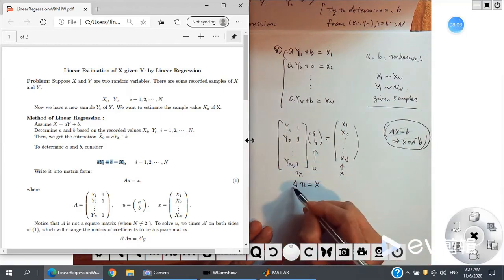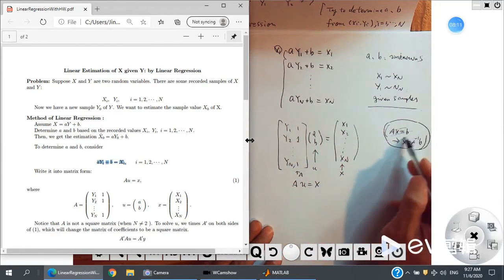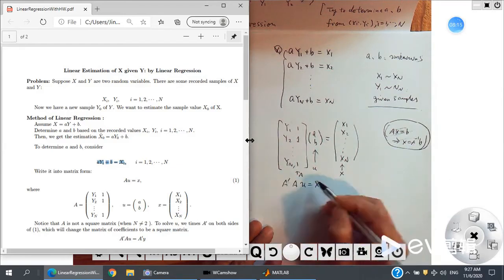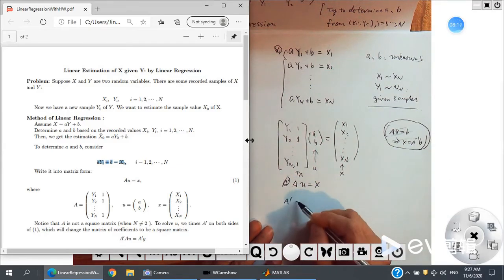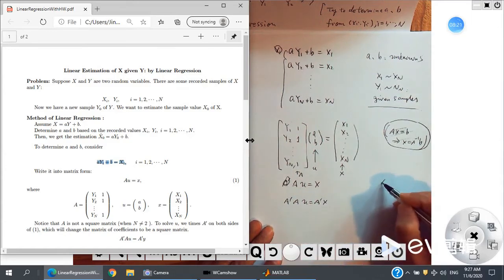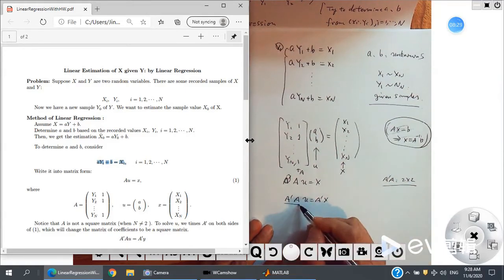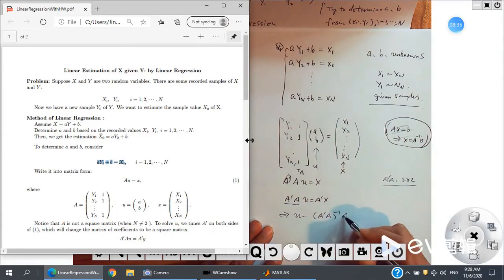Okay, how to use this formula? We want the inverse, so I put the transpose in front of it: A transpose A u equals A transpose x. Here A transpose times A is 2 by 2. Then I can have the inverse. So we have u equal to (A' A) inverse times A' x.